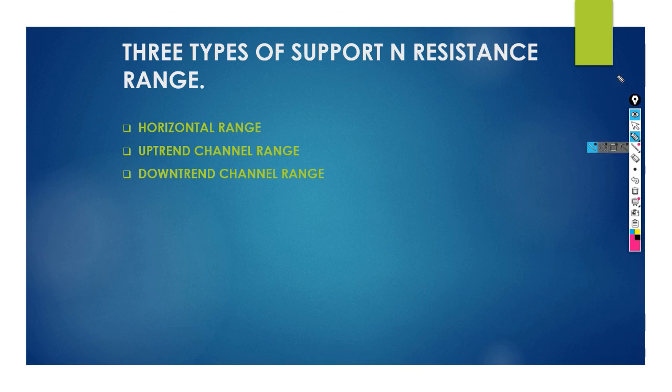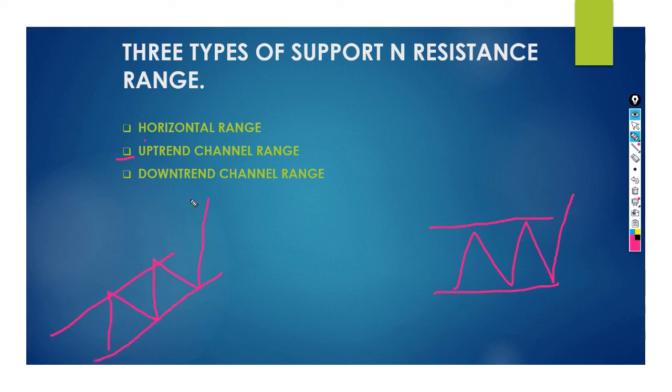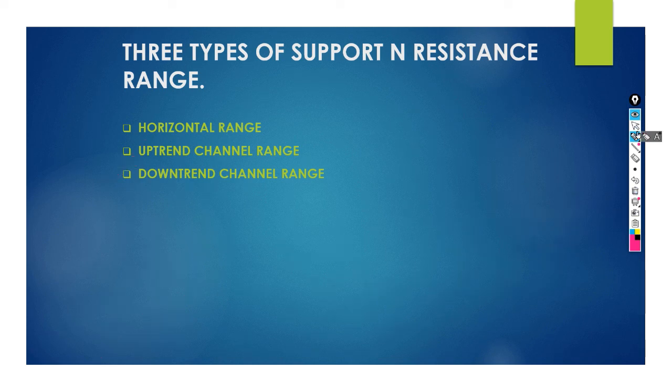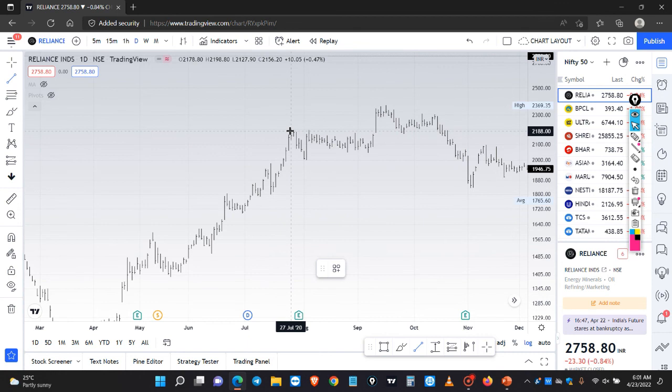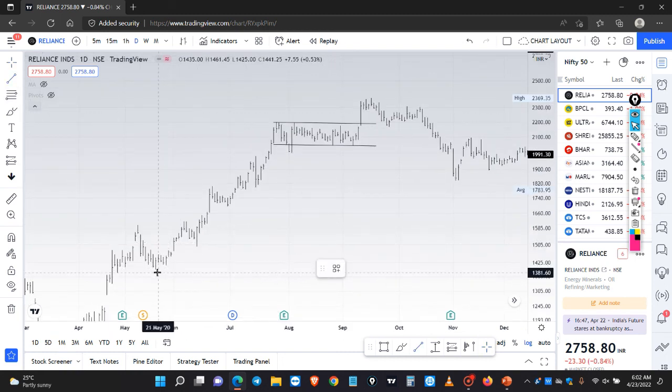Now the types of support and resistance. Okay, so there are three types of support and resistance range. First is the horizontal one, next one is the uptrend channel, and last one is the downtrend channel. Okay, so let's look at the charts. Here is the horizontal range, here is the uptrend channel.